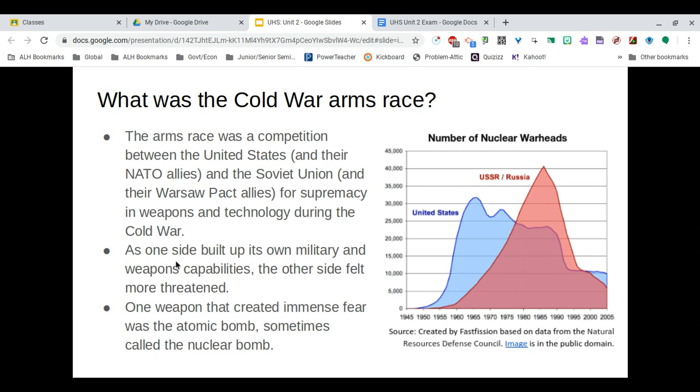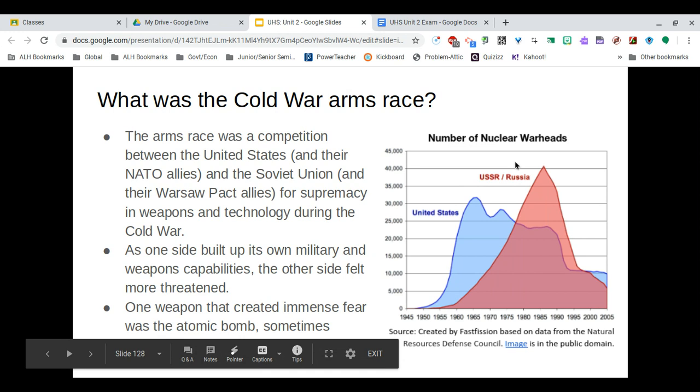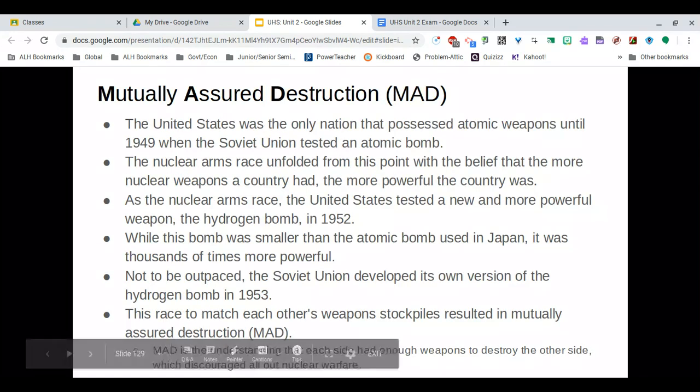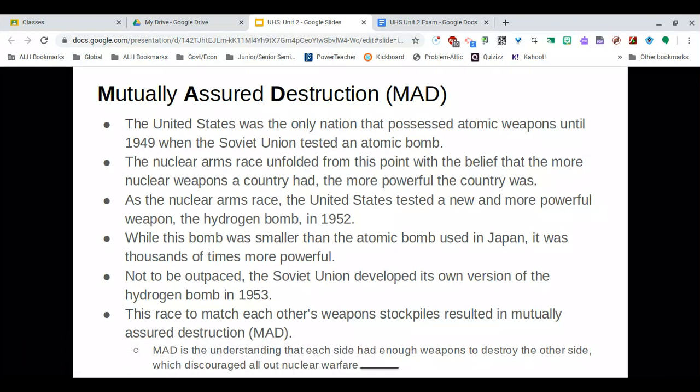So remember, once one side starts to build up, the other side feels more threatened, which means they're going to build up. Once the US started building up, the Soviet Union felt threatened, so they began to build up, which of course causes the United States to want to build more and more as well. This creates something referred to as mutually assured destruction, or MAD.